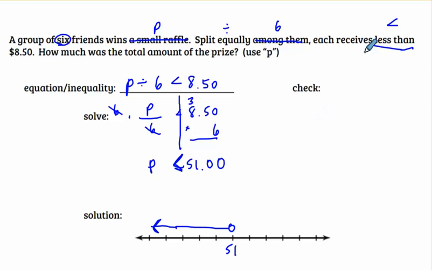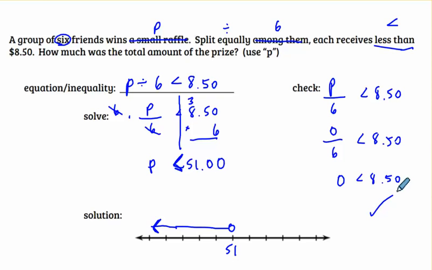Okay, now we do our check. So I'm going to rewrite my inequality. P divided by 6 is less than $8.50. And I'm going to choose a number not at the dot but out of my arrow. And you know me, I'm going to choose 0 because 0 is easy. All right, 0 divided by 6 is less than $8.50. So this is basically saying, okay, would it work if the prize was 0? Well, yeah, if you split 0 equally among 6 people, each person's getting 0, which is definitely less than $8.50. So chances are I'm right.